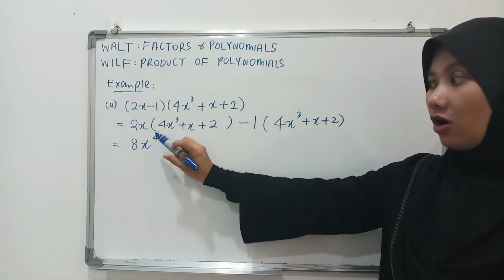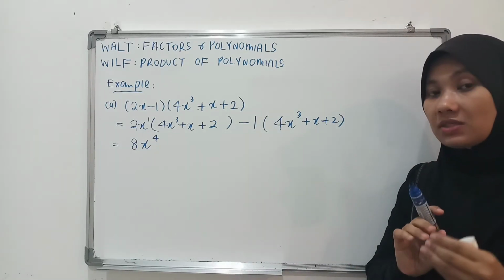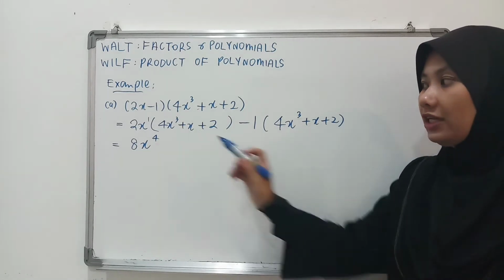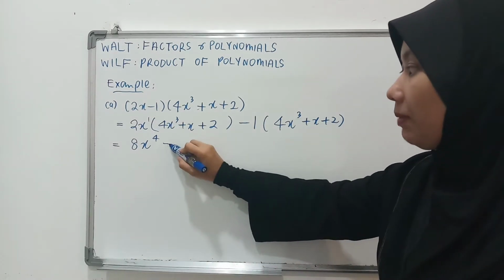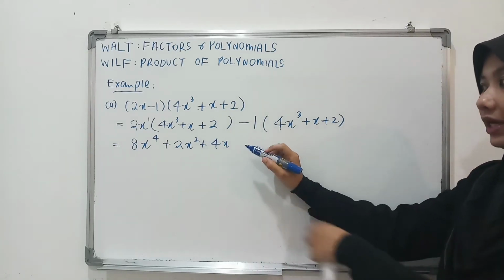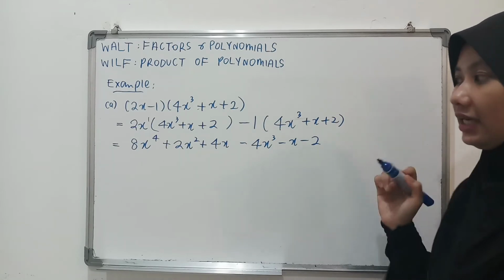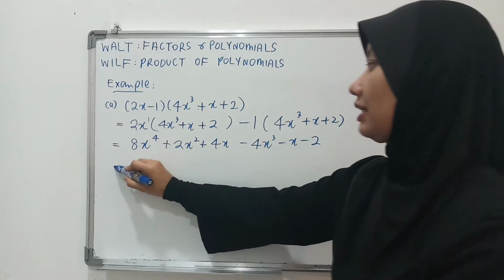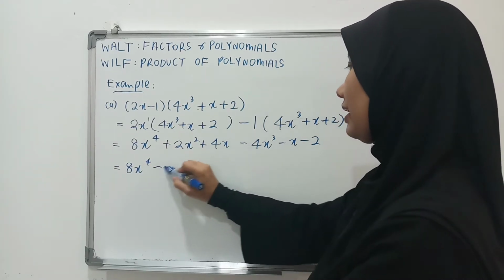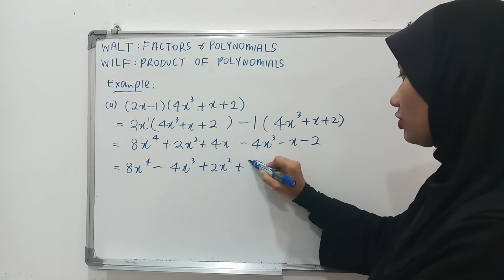How do I get x power 4? Without any power means that is x power 1. X power 1 times x power 3. When you multiply terms with the same base, you just add the power. So 1 plus 3 becomes 4. And then plus 2x squared plus 4x. That settles the first one. Second one, minus 4x cubed minus x minus 2. So try to simplify your answer. That is just 8x power 4, minus 4x power 3 plus 2x squared plus 3x minus 2.